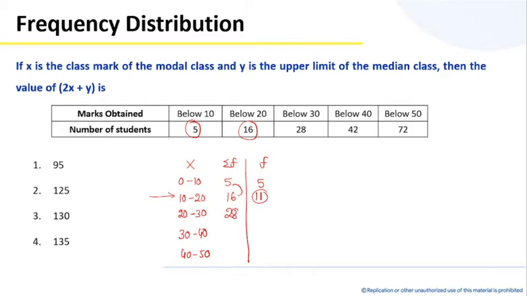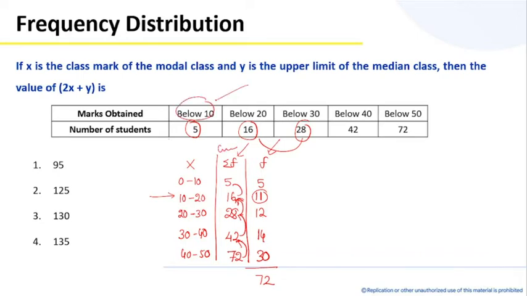Now below 30, how many are there? 28. What is 28 minus 16? 12. There are 12 people who scored between 20 to 30, because 16 is already considered as part of below 20. Now how many scored between 30 to 40? Below 40 there are 42, and below 30 there are 28, which means 14. Similarly below 50 there are 72, and below 40 there are 42, so we can work out how many scored between 40 and 50. Sometimes they specify the frequency, sometimes the cumulative frequency, depending on how the data is given.